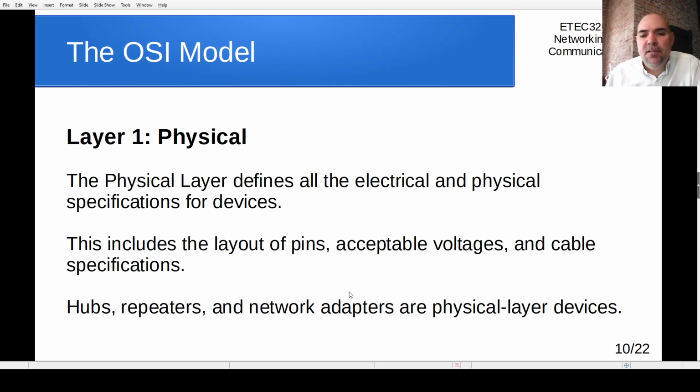essentially defines electrical and physical specifications for devices. So if you have something like an Ethernet cord where something plugs in, that would be the pin layout, what voltages are on that, what the cable specifications are. So that would be things like Ethernet, like Cat5 cable with an RJ45 end, and these are the pins, and these are the voltages, and here's how the signaling works on that. So that's this low-level physical specification for some signal.